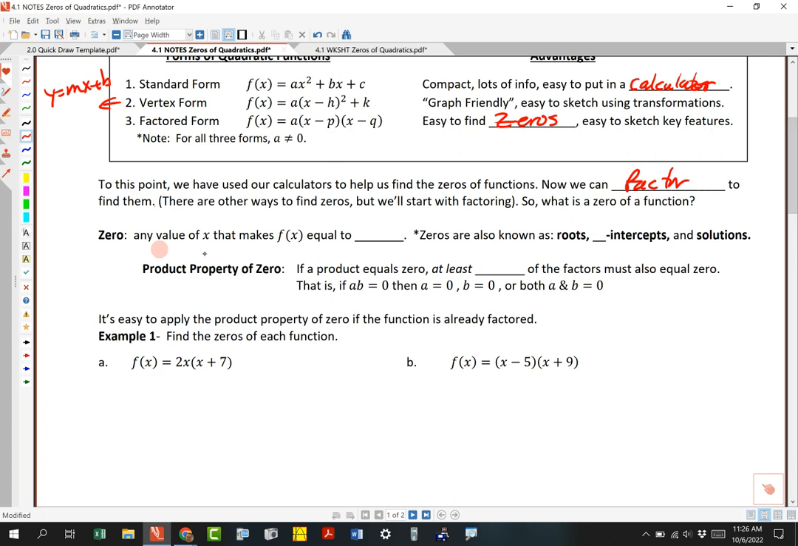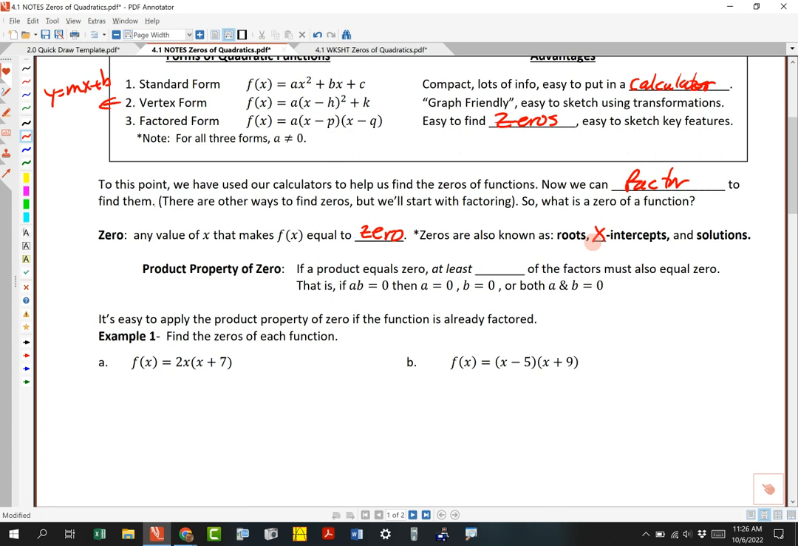When we find a zero, a zero is a value of x that makes f of x equal to, you want to take a guess? 0. It's a number that you can plug in that makes the function equal to 0. There are other names for this. You can say the roots of the function. That's the same as saying finding the zeros of the function. You can say we're finding the x-intercepts of the function, or we're finding solutions to the function. All of those are the same.